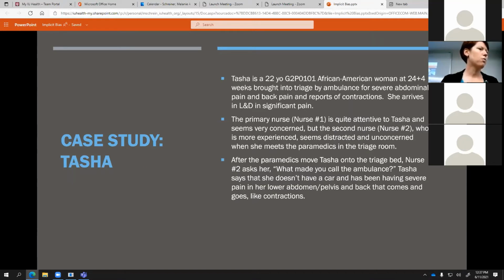So we've got Tasha, she's a 22-year-old G2P0101 African-American woman at 24 and 4 weeks, brought into triage by ambulance for severe abdominal pain and back pain and reports of contractions. She arrives to L&D in significant pain. There's a primary nurse, nurse number 1. She's very attentive to Tasha and seems very concerned, but the second nurse, nurse number 2, is more experienced, seems distracted and unconcerned when she meets the paramedics in the triage room. After the paramedics moved Tasha onto the triage bed, the nurse number 2 asked, "What made you call the ambulance?" Tasha says that she doesn't have a car and she's been having severe pain in her lower abdomen, pelvis, and back that comes and goes like contractions.